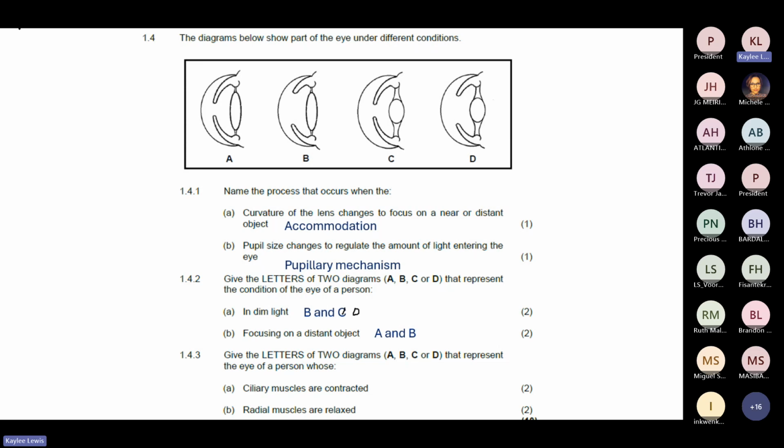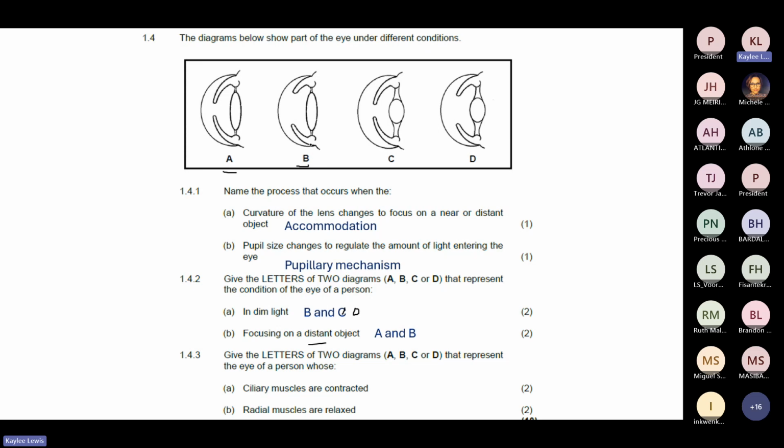Then when you're focusing on a distant object, that means you're looking further than 6 meters. So we need to look at our lens when we're looking at distance. So we're looking at the lens shape. And because we're looking far away, we want our lens to be less biconvex. So if we compare the two, A and B, the lens is less biconvex, meaning it's bulging out less. If you look at this shape compared to this shape, you can see it.